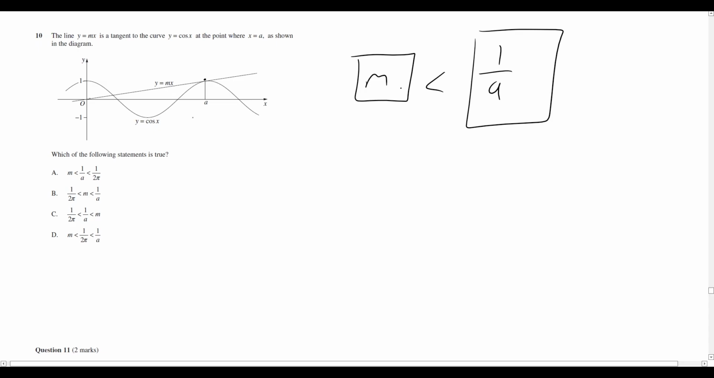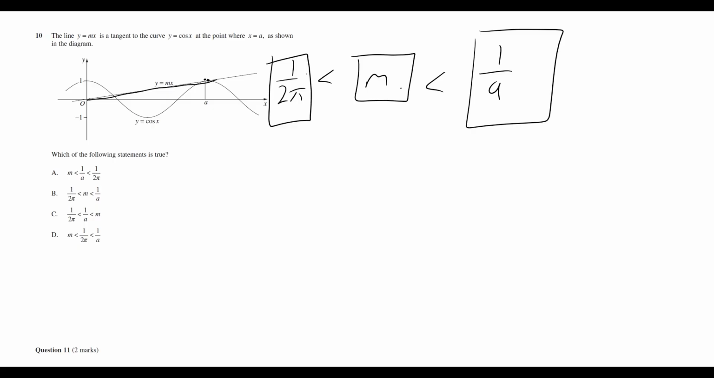And something else that we can conclude with the same sort of idea is that if we look at exactly x equals 2 pi, then we know that that's going to be exactly this point here, also where it's equal to 1. So we can say that 1 over 2 pi is going to sit exactly over here. There we are. And so now, by looking at the magnitude of the gradients, we can conclude that 1 over 2 pi is less than m, which is less than 1 over a.